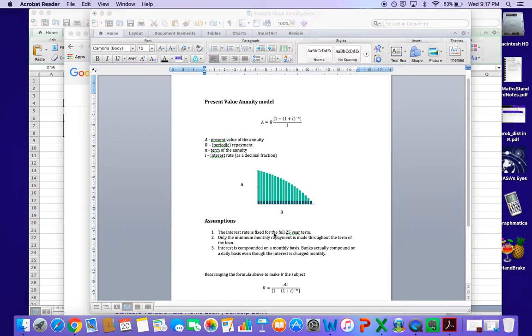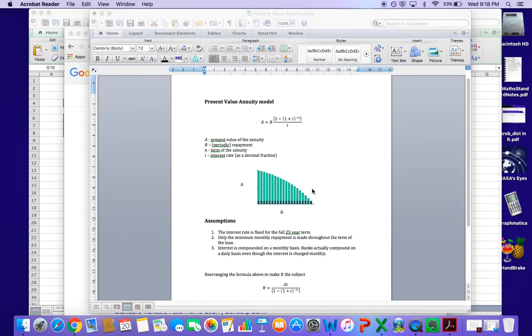Anyway, it gives us an idea of what's going to happen if we just put in a fixed interest rate. Some of the other assumptions here: only the minimum monthly repayment is made throughout the term of the loan. So in this formula, to work out the present value based on how many months there are to go, we need to have a fixed rate, but we also need to have a fixed repayment.